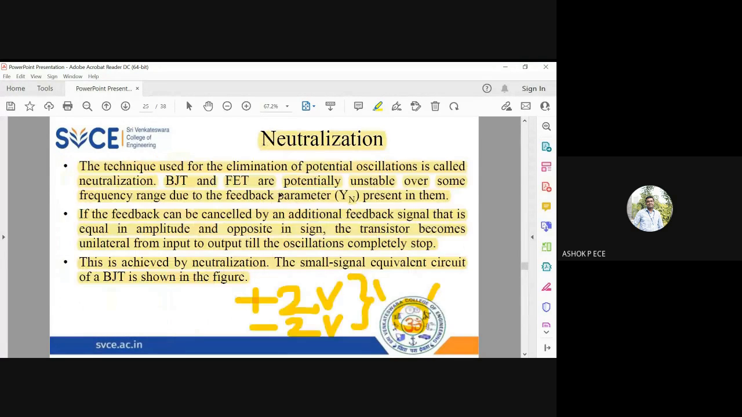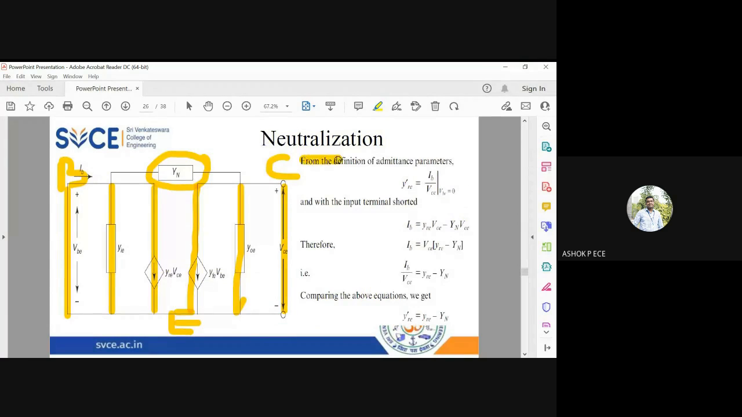Okay, so by the definition of y parameter, if I want to find what is YRE, it is going to be IB by VCE when VB equal to 0. So YRE is going to be the reverse admittance. The reverse admittance means you consider the input current and you consider the output voltage. So you know Y is equal to I by V. When you say YRE, it means reverse. Reverse means I'm going to consider one parameter from the input side and one parameter from the output side.